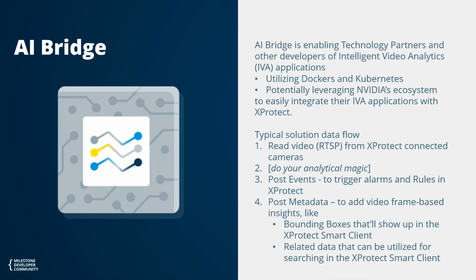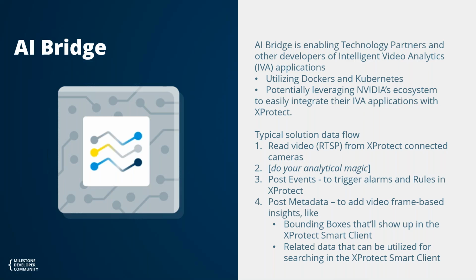So the AI Bridge is enabling technology partners, and that is especially developers at technology partners. Developers of intelligent video analytics applications. We call them IVA, intelligent video applications. But especially developers that are utilizing the Docker containerized development environment, and of course, typically also using NVIDIA's ecosystem for these Dockers. So those developers that use this environment are the target of the AI Bridge, because it enables them to easily integrate their IVA applications with XProtect. It's the whole purpose of the AI Bridge.